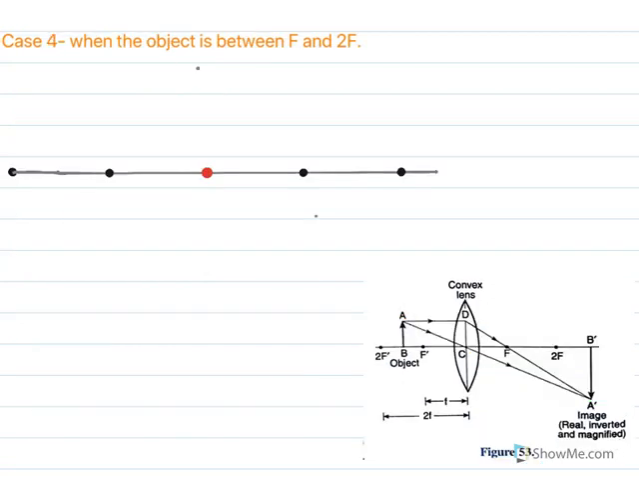So draw a line and mark these 5 points, and then you draw for the lens. You draw this perpendicular here and you complete your lens.